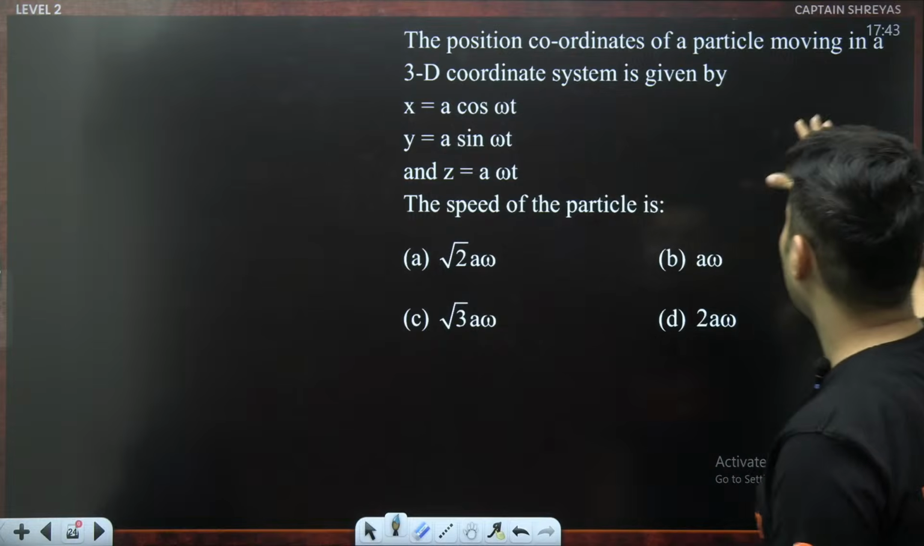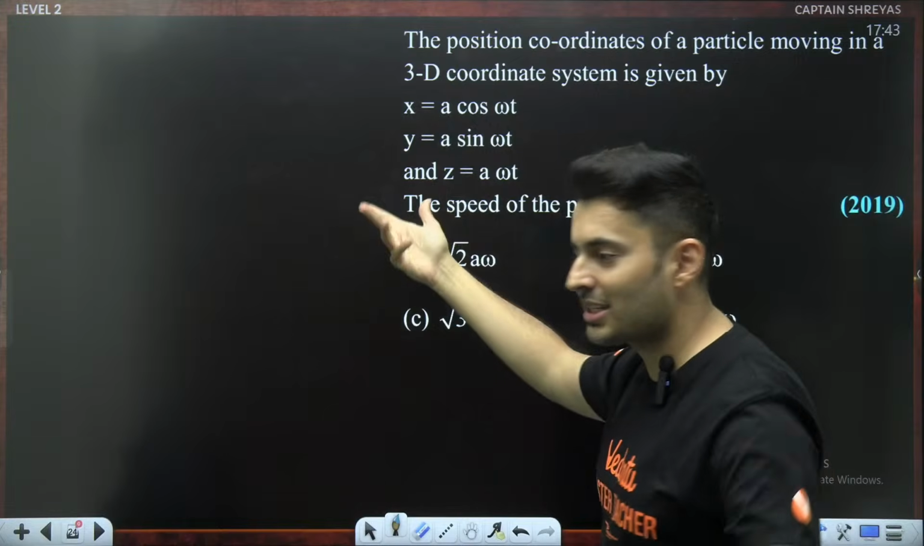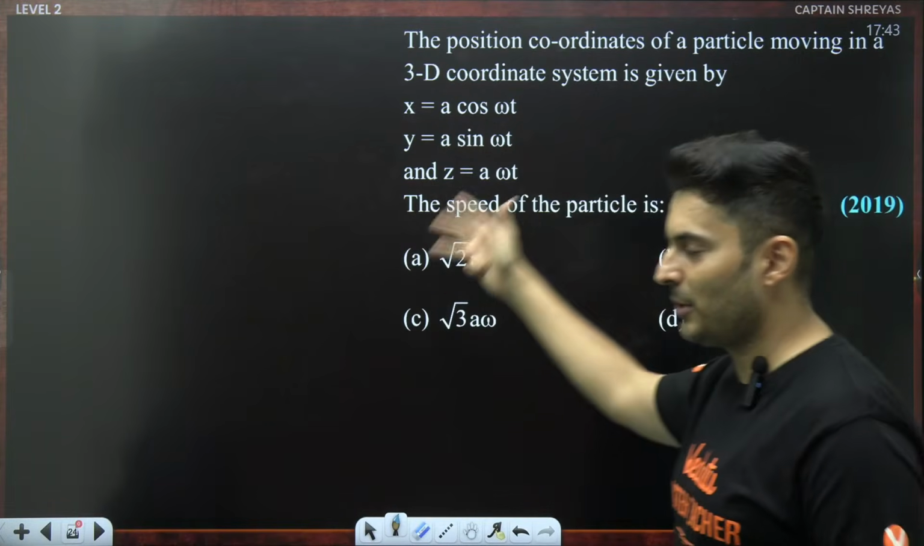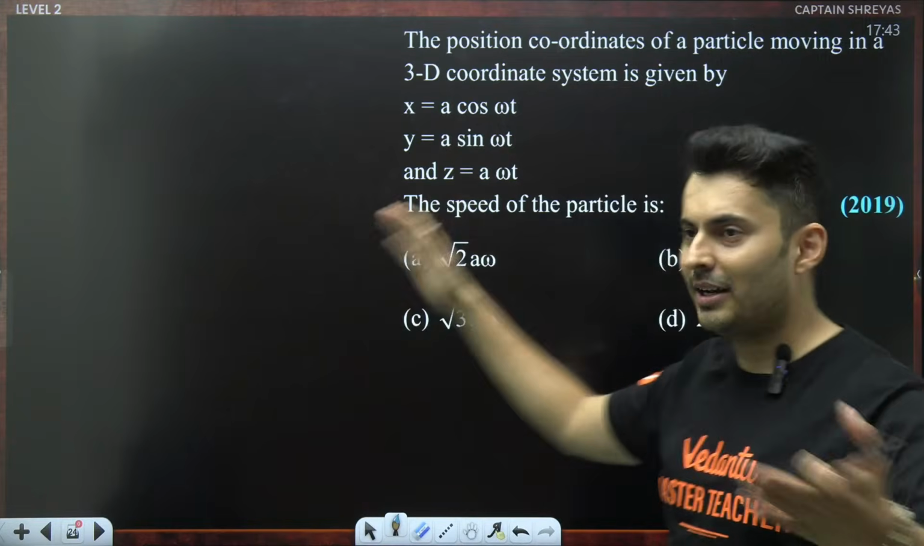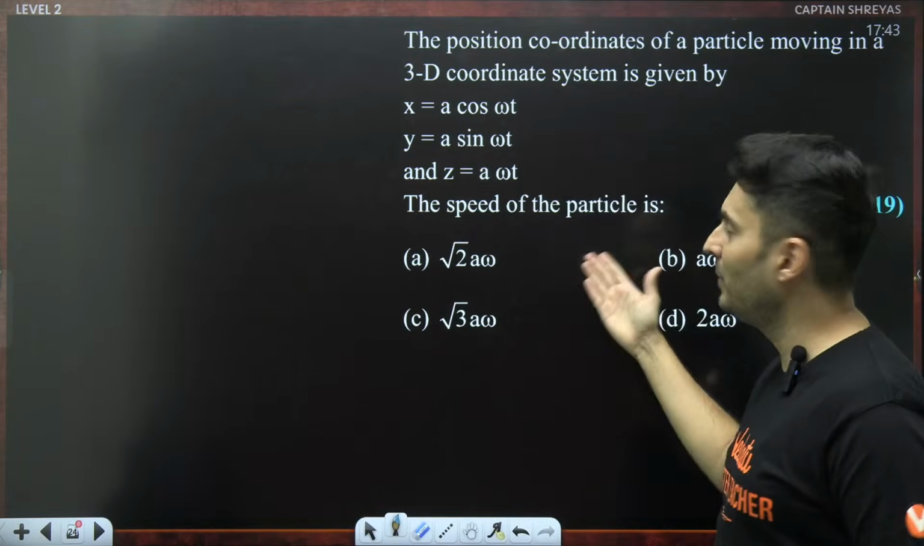The position coordinates of a particle moving in 3D. You might be wondering, sir, you did not teach 3D problems. Doesn't matter. As long as you know vectors, vector resolution, and the basics of 2D, you can solve 3D problems also. So this was a three-dimensional question which was asked in previous years.